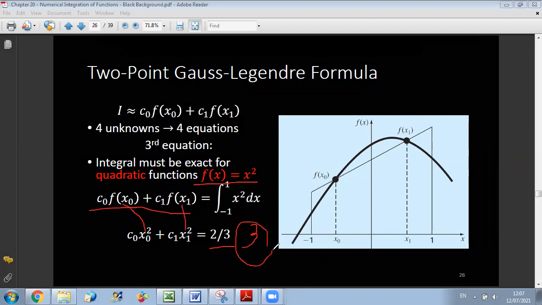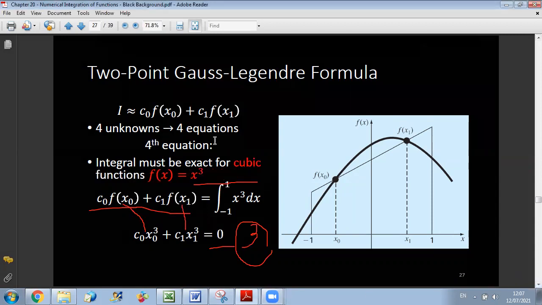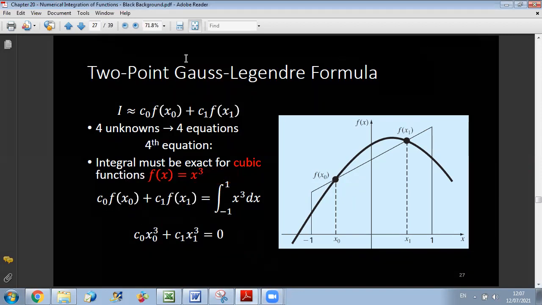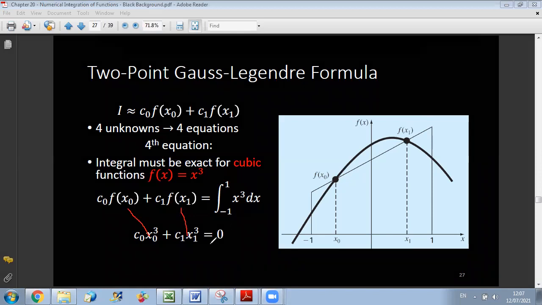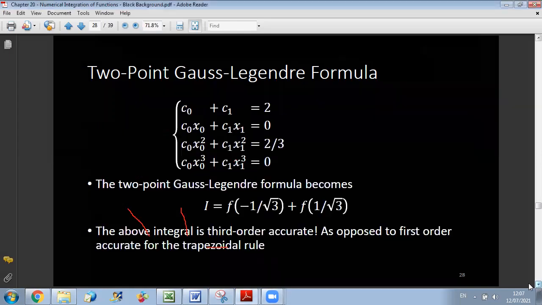This is our third equation. And finally, the fourth equation is obtained by saying that the integral must be exact also for a cubic function x cubed. Now f(x0) is x0 cubed and f(x1) is x1 cubed. If we integrate between -1 and 1 the function x cubed dx, we get a value of 0. So now we have our 4 equations, a system we can solve to get our unknowns.